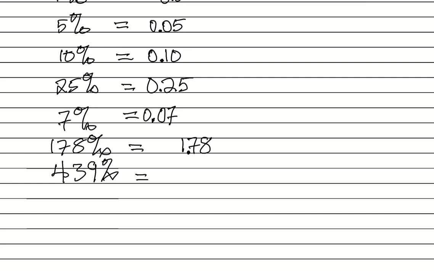You do the same thing. You write 439 without the percentage sign, and you move the decimal point right here, 4.39. See? So that could mean anything. The sales increase by 439%. That means it increased 4.39 times. That's all that means. It doesn't mean more than that.